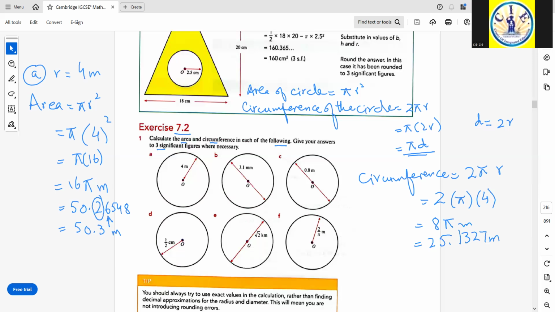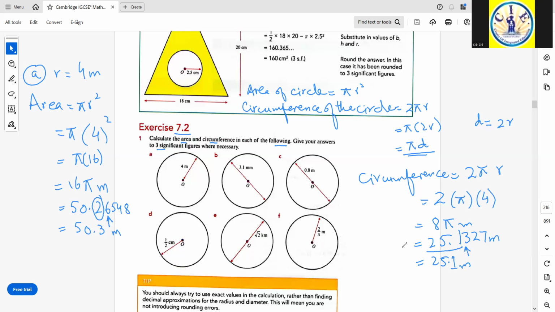So giving the answer to three significant figures, 25.1. The fourth digit is less than 5, so we are not going to round it up. This will be 25.1 meters. So that is the answer for the circumference of the circle given in part A. So this is how these questions are to be done.